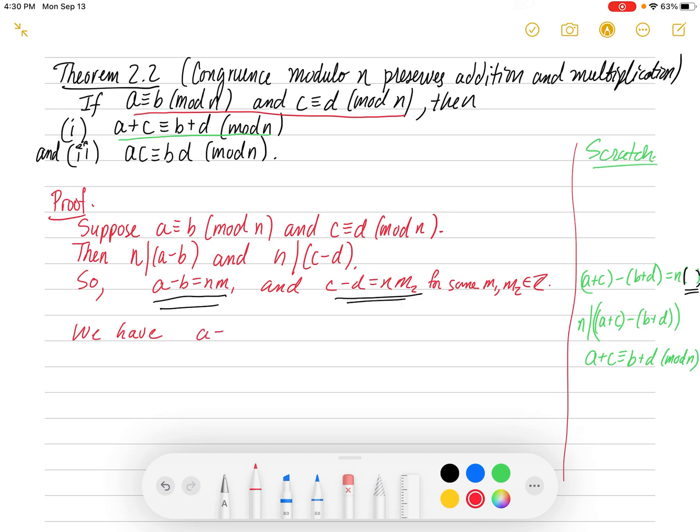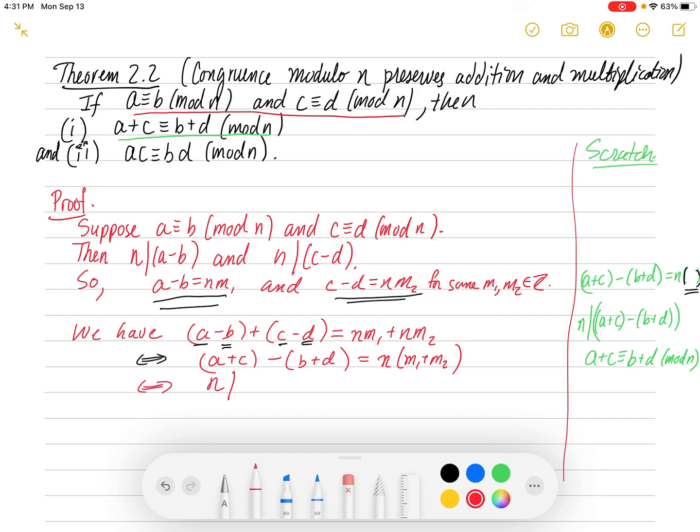Let's add the equations. On the left side, A minus B plus C minus D. On the right side, we have nm1 plus nm2. Now I can rearrange terms here. The A and the C we can put together, that's going to give us A plus C. And then we have minus B plus D. We can put those in parentheses, because both of these terms, minus B and minus D, are negative, so we can put a minus and a (B plus D). Then on the right side, we can factor out an n, and put m1 plus m2 in parentheses afterwards.